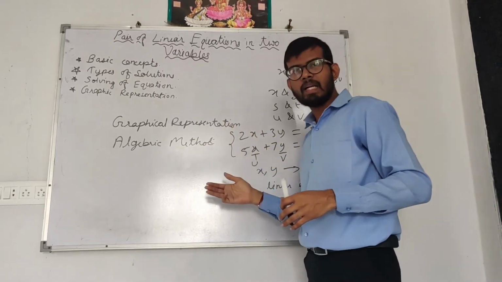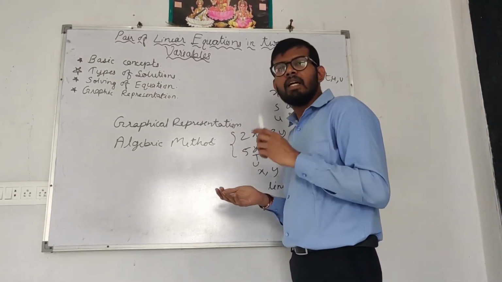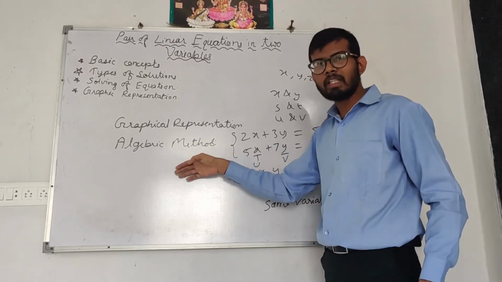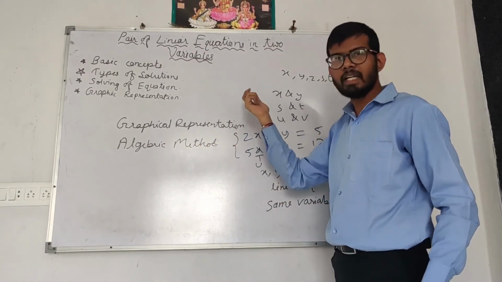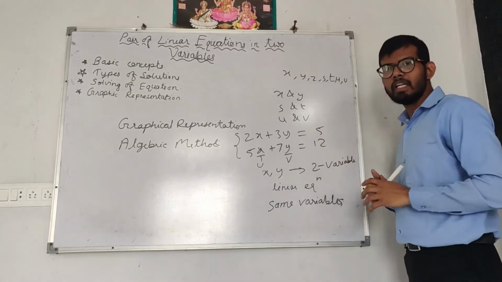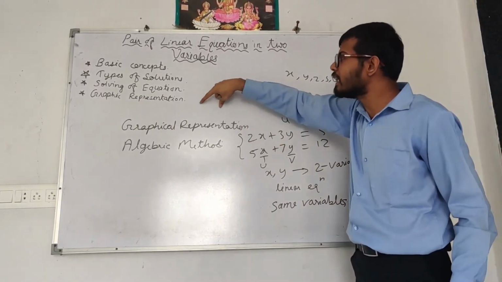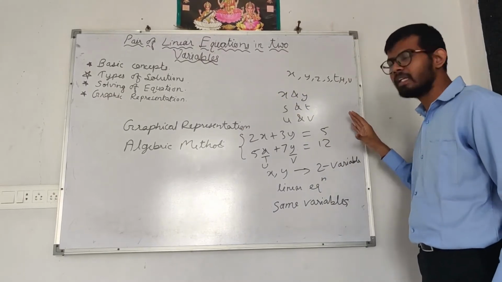There are mainly three methods: substitution method, elimination method and cross multiplication method. Using those three, we find the values of x and y in both the equations. Now, the first thing that we are going to learn in this chapter is graphical representation of a pair of linear equations in two variables.